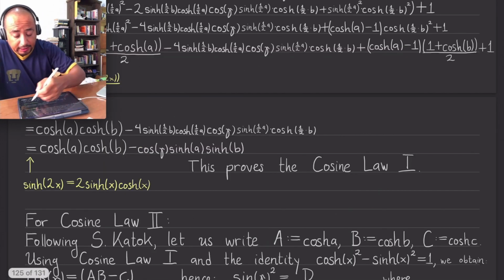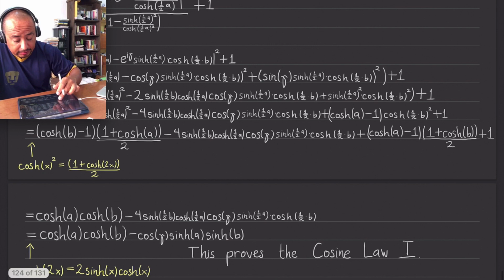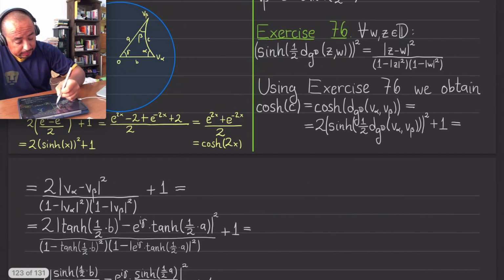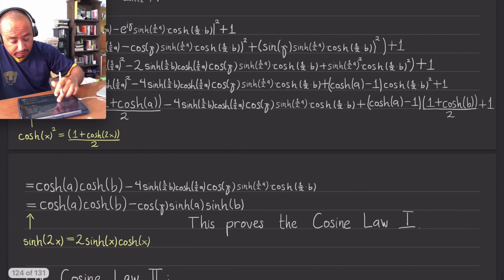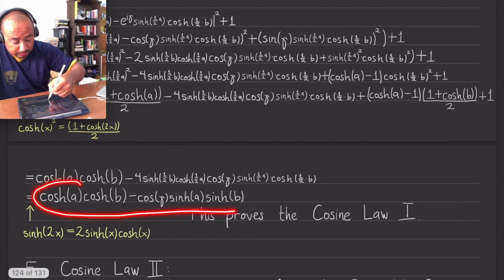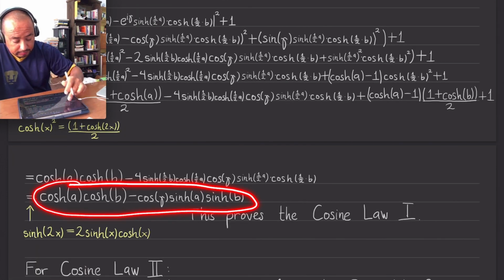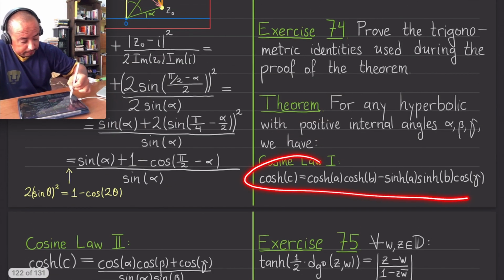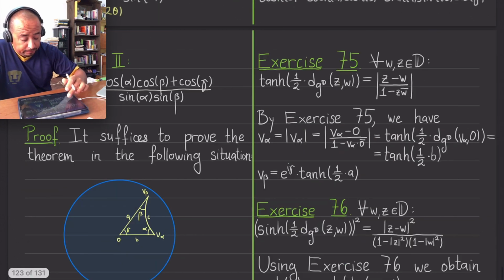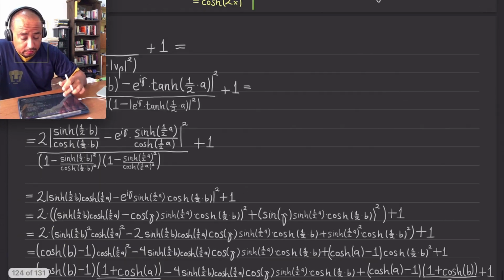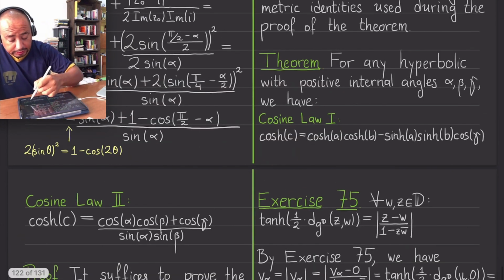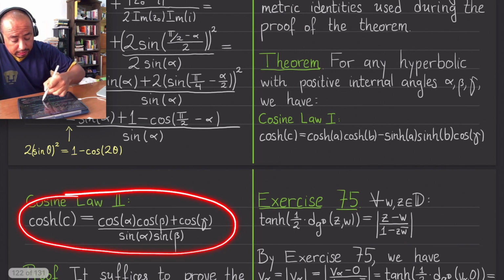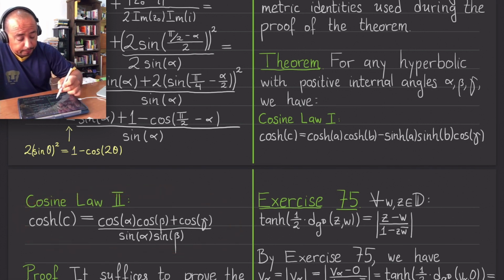Anyway, and then you see at the very end that the hyperbolic cosine that you were computing is equal to what you wanted to prove, right? I mean, this formula. Okay, the second cosine law. The second cosine law is proved using the first one. Okay.